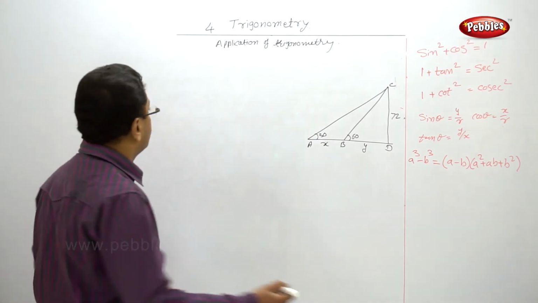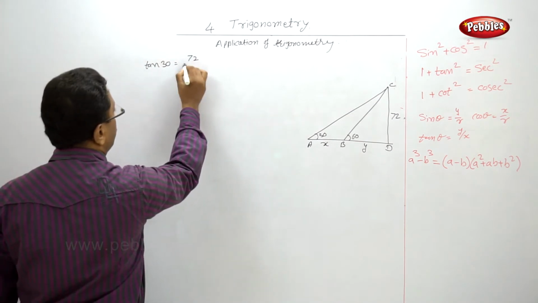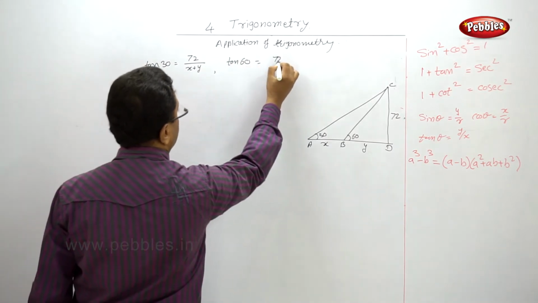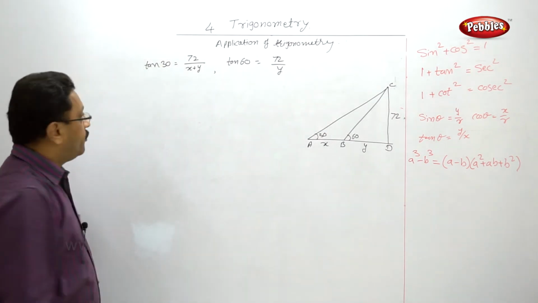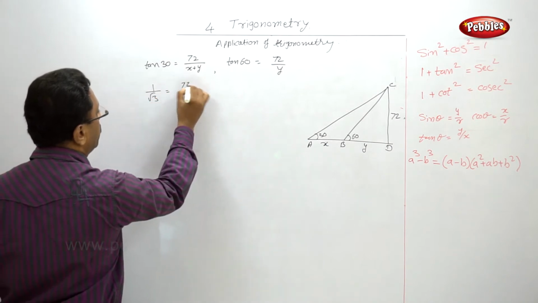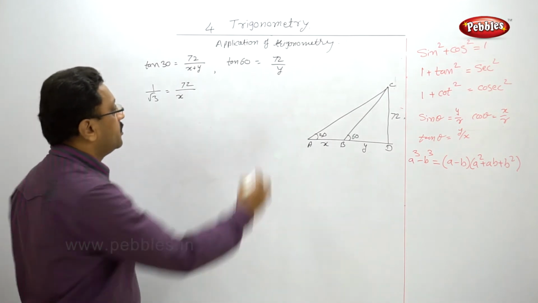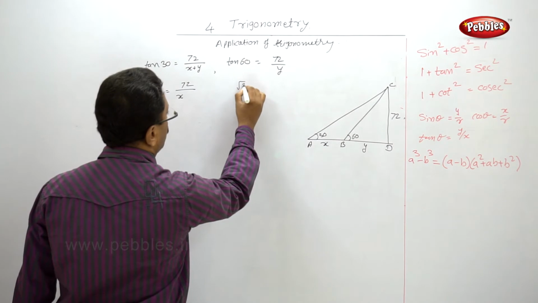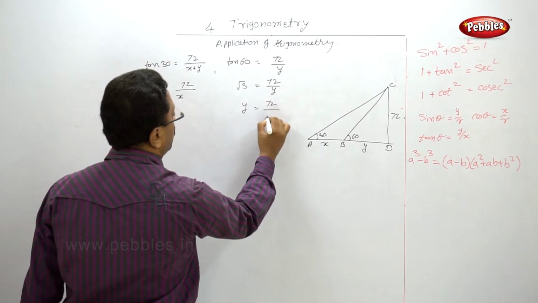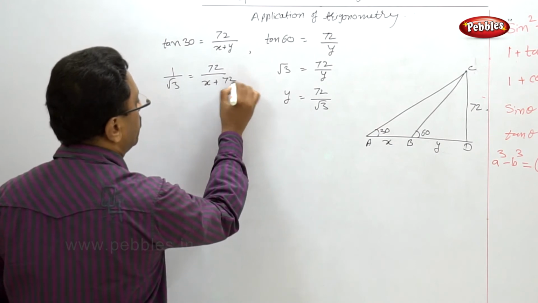Let us solve this example. So we have tan 30 is equal to 72 upon x plus y, and tan 60 is equal to 72 upon y. We know the value of tan 30 is 1 upon root 3, which is equal to 72 upon x plus y, and the value of y we will take from here. Tan 60 is root 3, which is equal to 72 upon y. So y I will get 72 upon root 3. So let us substitute this value there. So we have 72 upon root 3 here.